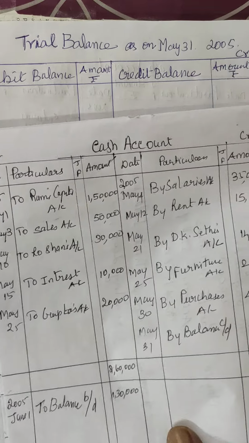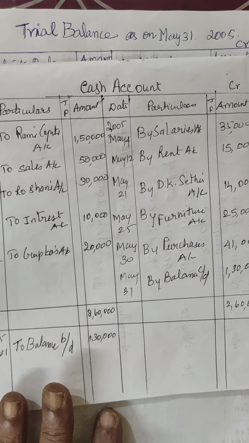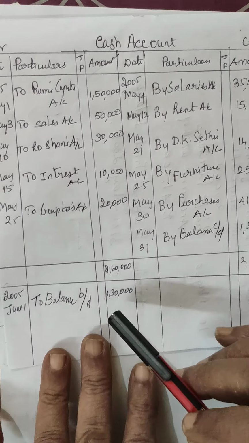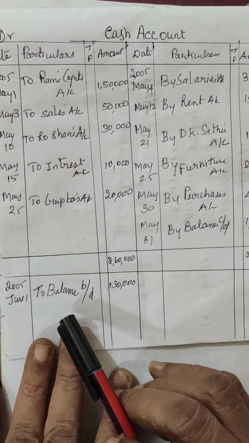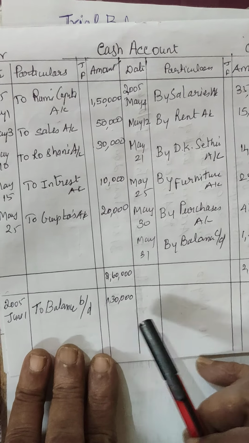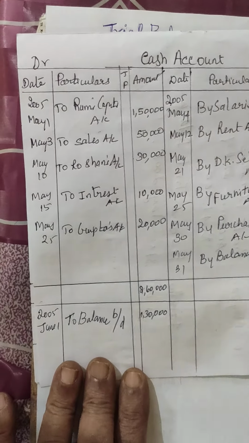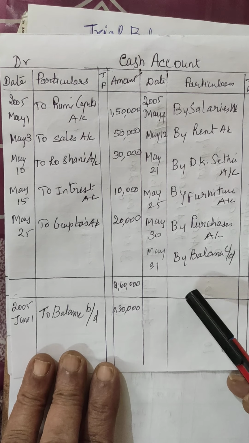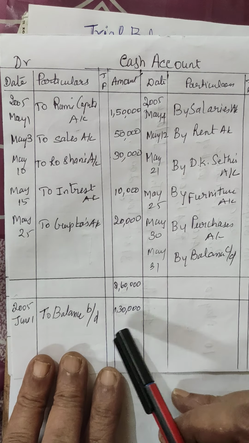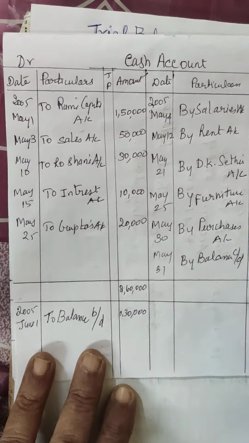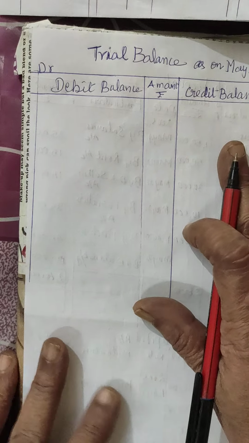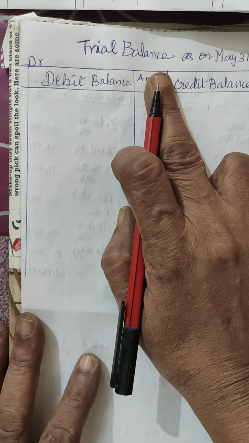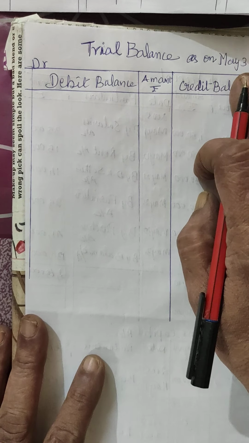Already we have prepared the cash book. In this cash book, we have got the debit balance. That means the balance brought down on 1st of June is 30,000, from the month of May. Now we are going to write this debit balance in the trial balance. Trial balance is a statement of accounts balances as on 31st May 2005.